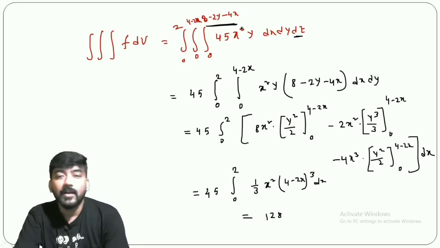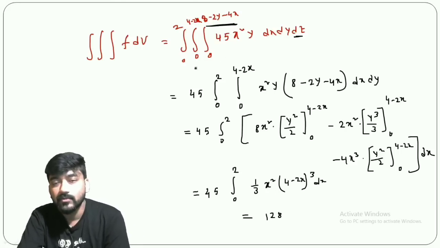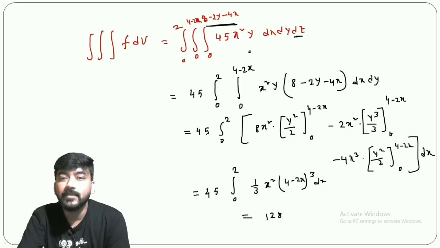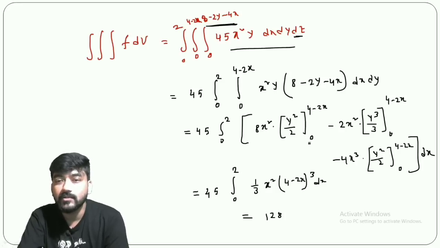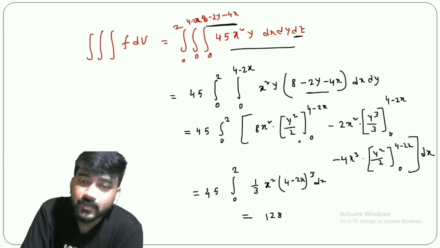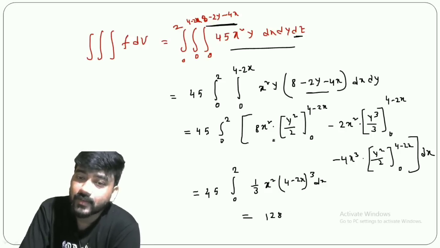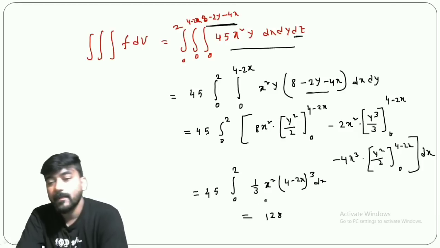I'm just giving you the concept of how you can proceed, but this is just a simple triple integration that you can do easily. First we put the limit of z, then you integrate with respect to y and put the limit of y. Then finally you will get the whole integration in terms of x, then you integrate it with respect to x, then put the limit, and you will get the result.